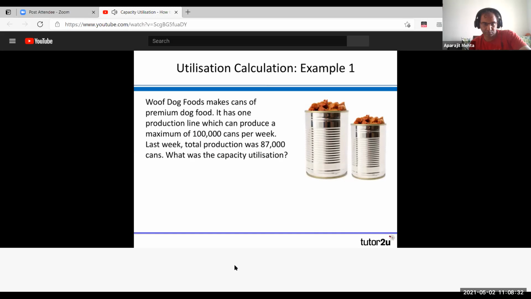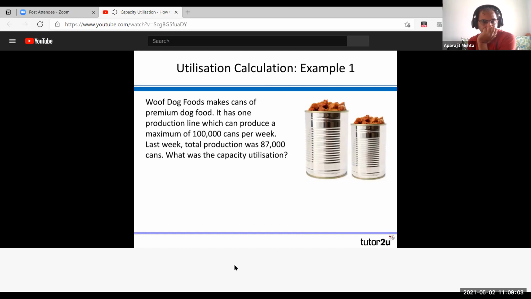We've got a small case study here. It's a manufacturer of dog food. Wolf Dog Foods has one production line and it can make a maximum of 100,000 cans of dog food per week. So there's our measure of capacity. It's the potential output over a specified period, in this case, 100,000 cans per week. That's a lot of dog food. Last week, we're told total production, or actual production, was 87,000 cans. So the first question is, what was the capacity utilization?